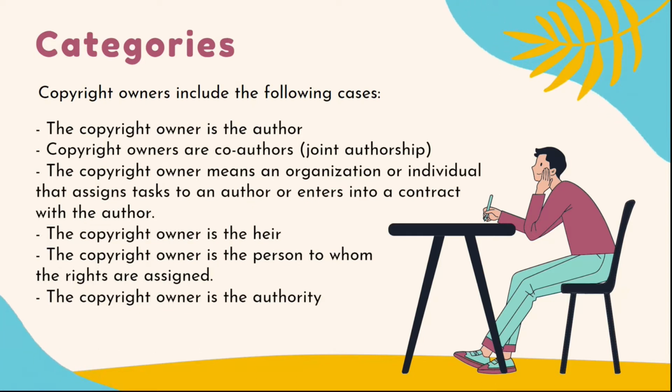For example, a textbook in which two or more authors contribute separate components that are intended to be combined into a single work. The copyright owner can be an organization or individual that assigns tasks to an author or enters into a contract with the author. The copyright owner is the heir. The copyright owner is the person to whom the rights are assigned. The copyright owner is the authority. Below is a case that will help you better visualize the difference between the author and the owner.